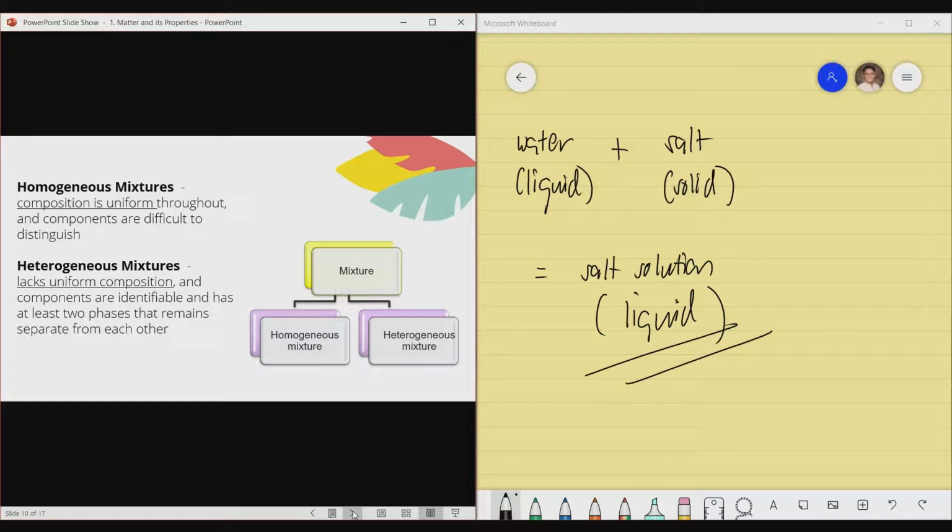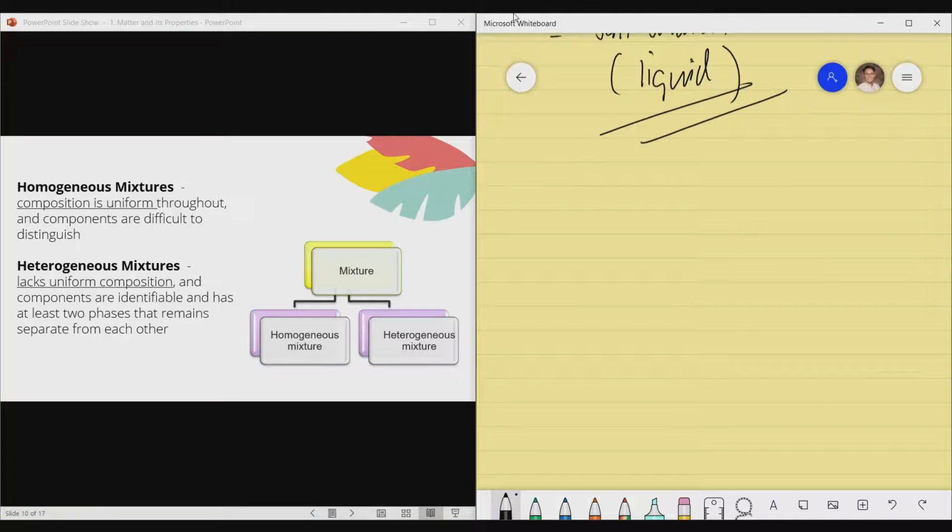Now, what about heterogeneous mixture? Now, heterogeneous mixtures lack uniform composition, meaning to say we can easily identify the components. At least, there will be two phases that are distinguishable. Okay? Meaning to say po, say for example, we have substance A and substance B. Pinaghalo natin sila into a mixture. Okay? Nakikita pa rin po natin or na-identify natin ng madali si A and B. For example, pinaghalo po natin ang sand and then pebbles. Okay? So, parehas silang solid.